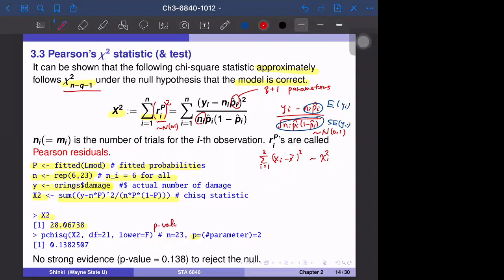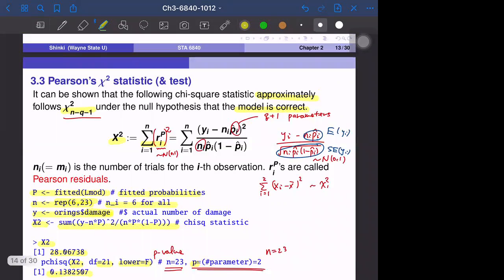For the p-value, with chi-square, the degrees of freedom is 21. Remember that n is 23 and the number of parameters is 2, so 23 minus 2 is 21. For the upper tail probability, we put lower equal to false, and then we get 0.138. So there is no strong evidence to reject the null hypothesis. This is at least consistent with the previous result in section 3.2.